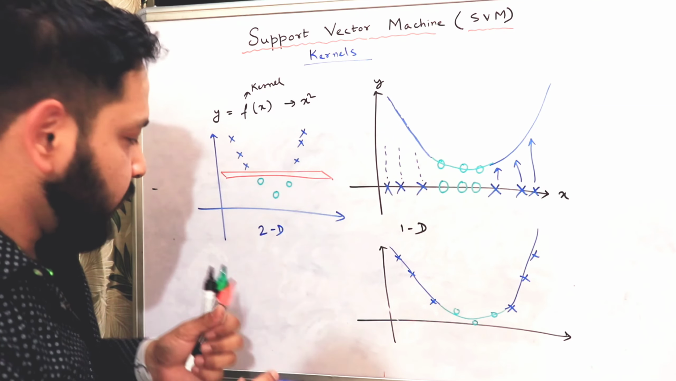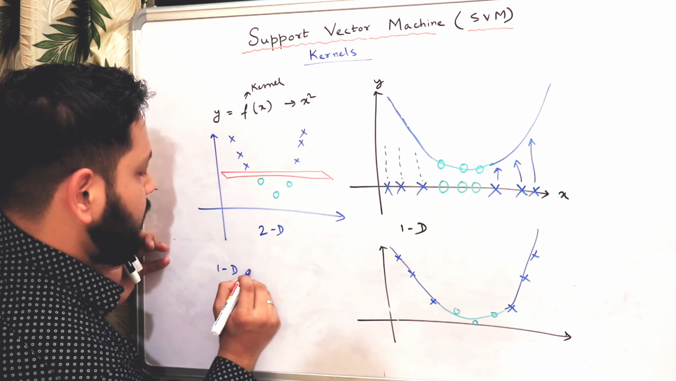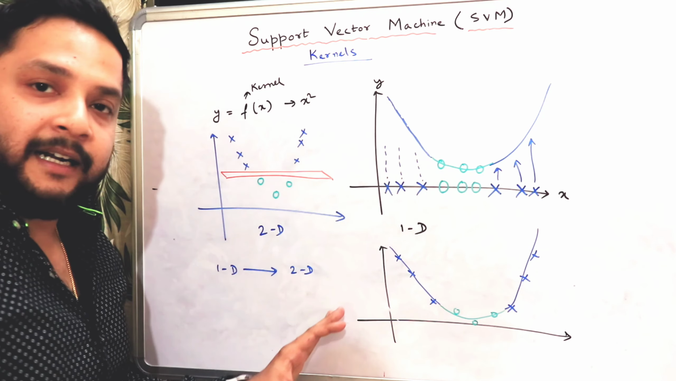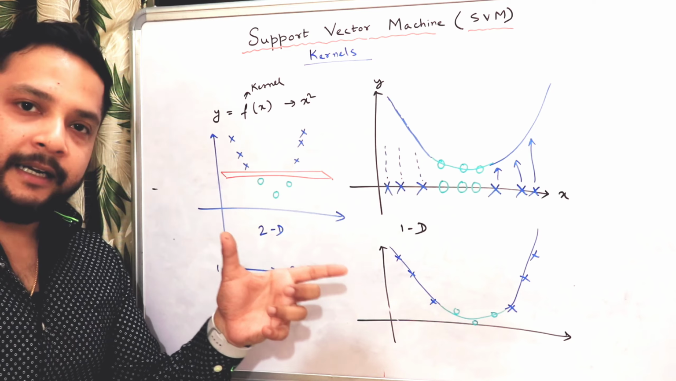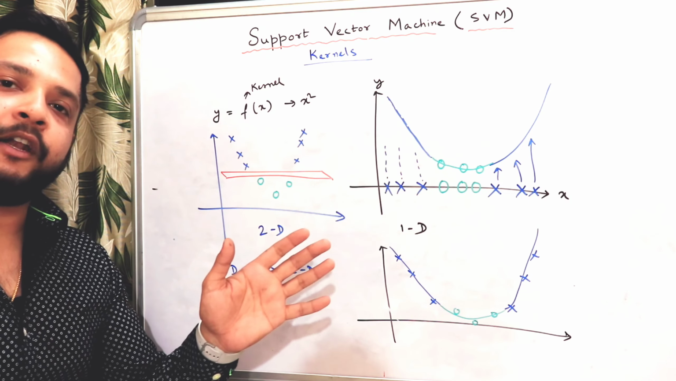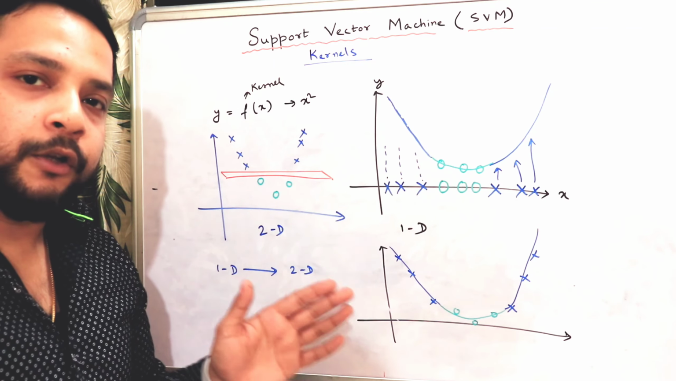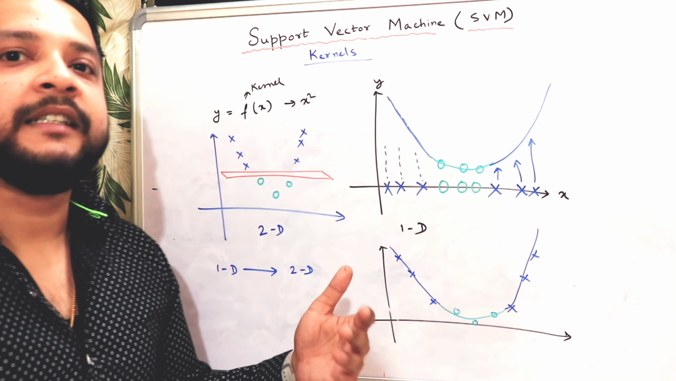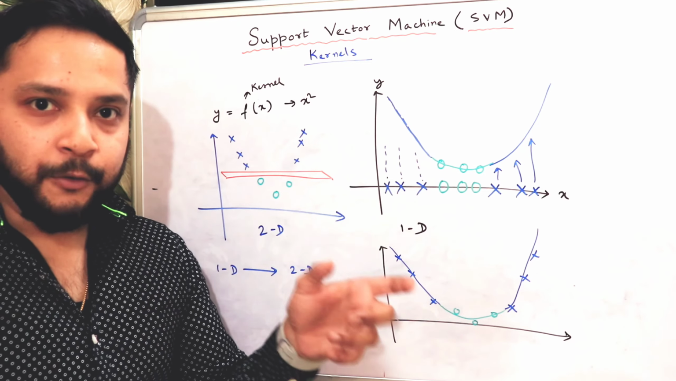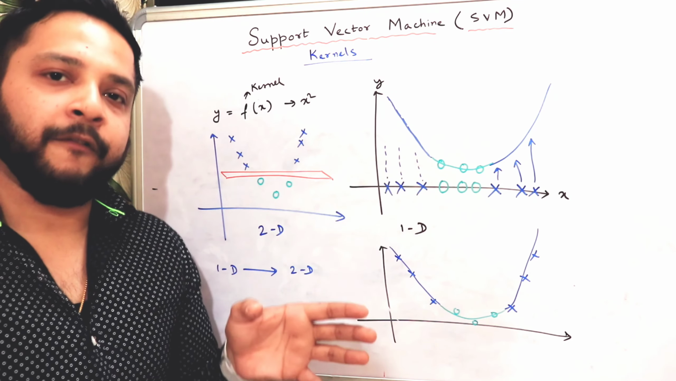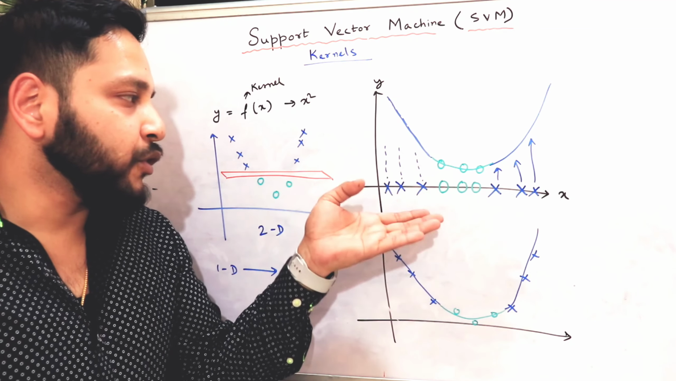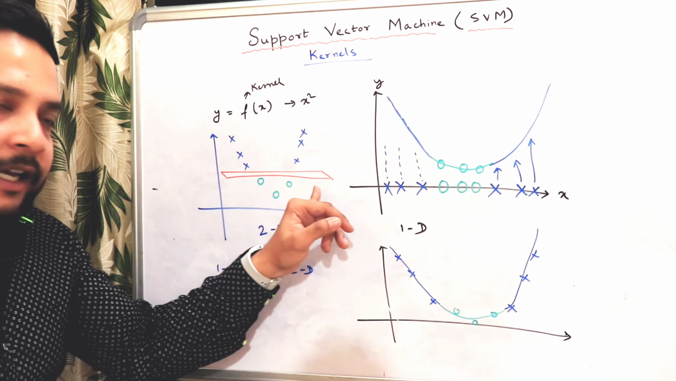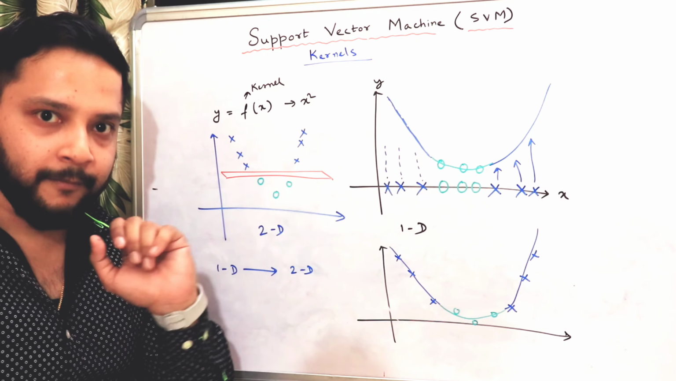So what we are actually doing is transforming from 1D to 2D. When the data was in 1D, we were not able to linearly separate it. So we take the help of kernel functions, that is the kernel trick, and using that trick we are transforming the data from 1D to 2D. 2D is the projection in higher dimension, and when we take the data in higher dimension, then we can use a hyperplane to classify them. Right.